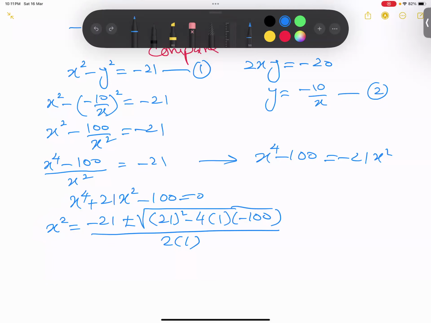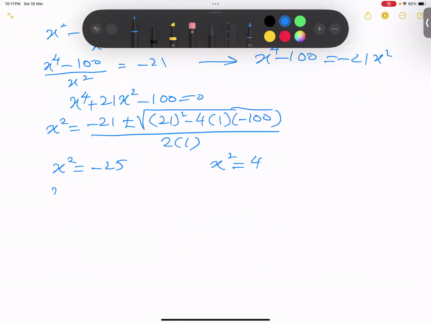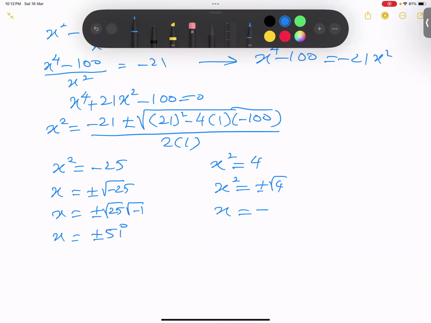The first answer I'm getting here is negative 25, and the second is 4. Factorization is also possible, and you can take 25 and 4, since 25 into 4 gives you 100. This is clear. Now if we take the root of both sides, I get plus and minus root of negative 25, and the same story here, plus and minus root of 4. Here I get plus and minus root 25 separate and root of negative 1 separate, and I get plus and minus 5 iota. Here I get plus and minus 2.